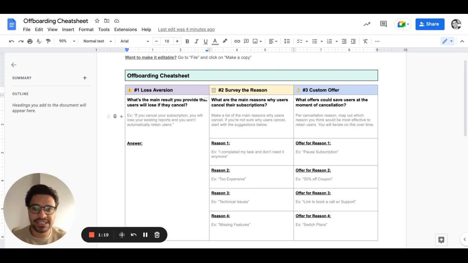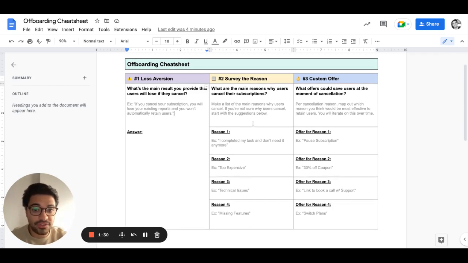If you go to your website, it's likely the main headline. It's the main result that you offer your users. So usually sentences like this should be pretty simple. Second one is survey the reason. Now, this one is a little bit more complex. Ideally, you're already collecting some sort of reason.